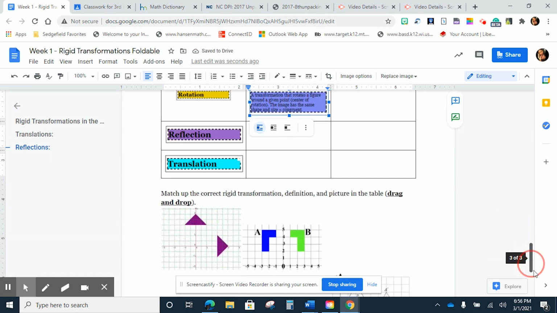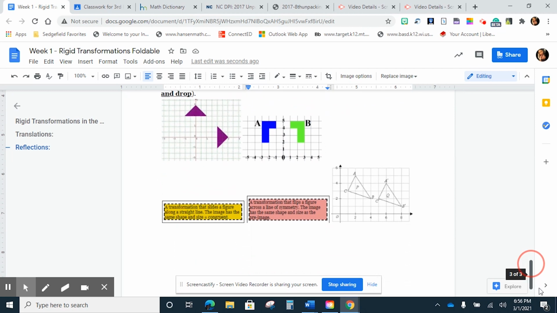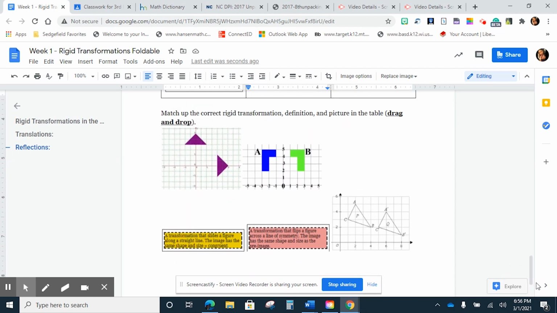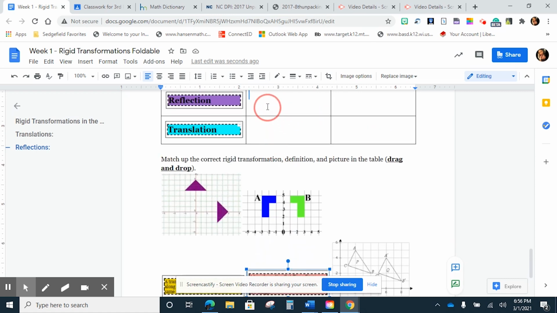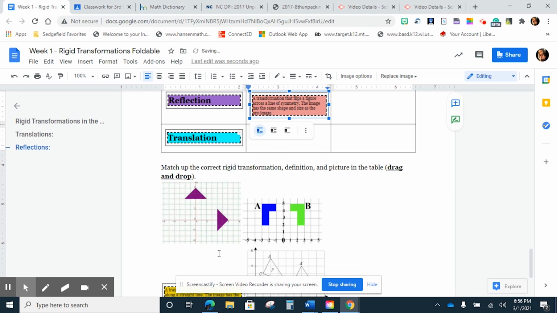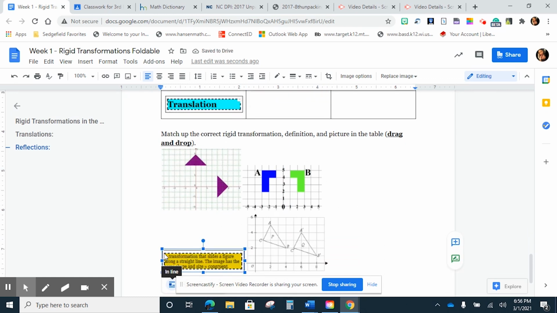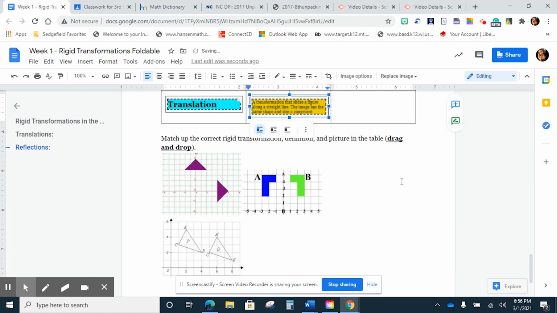I'm going to find now the definition for reflection. Reflection is where it's flipping over a particular line of symmetry, which happens to be this particular definition here. So I'm going to pick this one up and slide it, drop it here, which means this last one down here should be the definition of a translation. You're sliding it across a straight line. I'm going to drop it here.